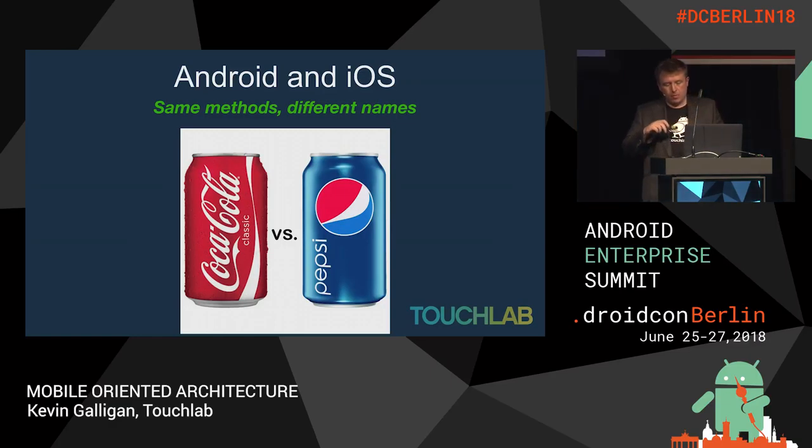So in the mobile space, we tend to focus on Android and iOS being super different. And I kind of use this slide as the analogy there. Coke and Pepsi are super different, yet they're both like sugar water and an aluminum can, right? So under the hood, iOS and Android are very, very similar. They're both threads, and they're both Unix-y, and they both have SQLite, and they can do networking and all this kind of stuff.